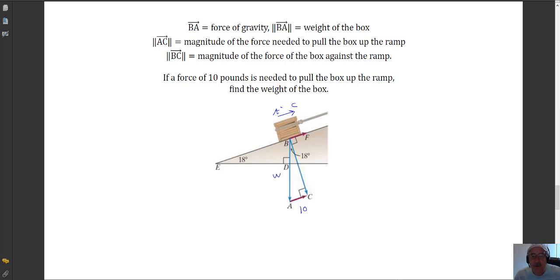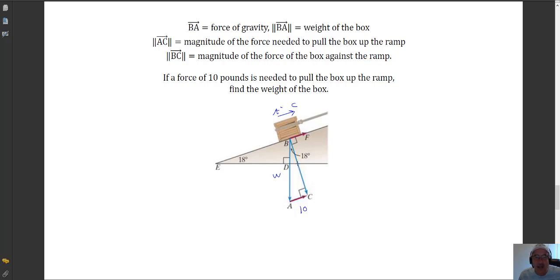All right, so I hope you put the 10 on vector AC here. Notice it says the force of 10 pounds here, and that is the force needed to pull the box up the ramp. And then it says find the weight of the box. We're going to put W here for the weight of the box, which is the magnitude of BA here. So look at what we have here. We have an old right triangle trigonometry problem here.